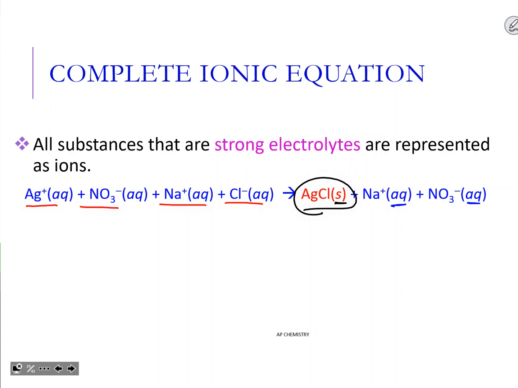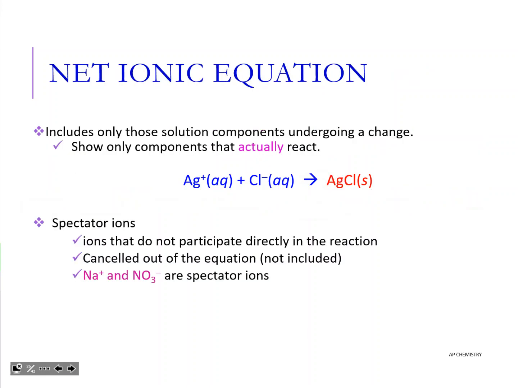This is a 1-to-1-to-1. This is a pretty easy one to do. Okay, so that's the complete ionic. And this is one of the problems where you're going to have to break everything up into the complete ionic, and then we do the net ionic equation. The net ionic equation only shows what's actually reacting. Whatever is in there that's not reacting is taken out of the equation.